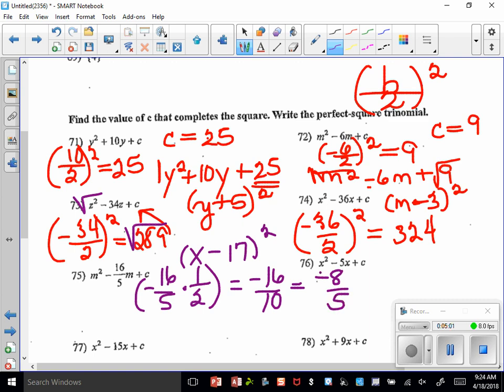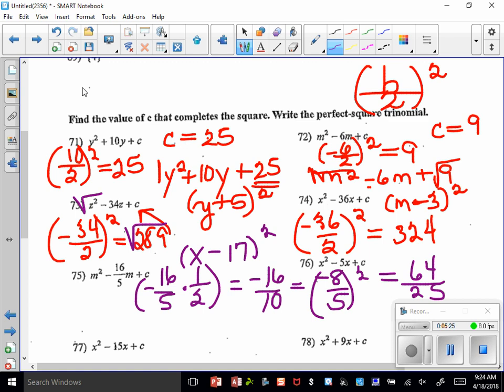over 5, and then we just square that. Okay, because remember we got to divide it by 2 and square it. So when I square negative 8, what do I get? 64. And when I square 5, what do I get? 25. So there is your value for C. So even with fractions, it will work. Okay, because fractions are numbers too.